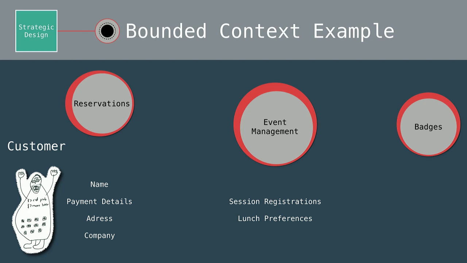So we don't see, in this context, a customer. We see a meat eater. We see a vegetarian. We see a vegan, or somebody who wants kosher food, or whatever. So basically, you don't see the customer in the event management. It's basically a lunch preference.